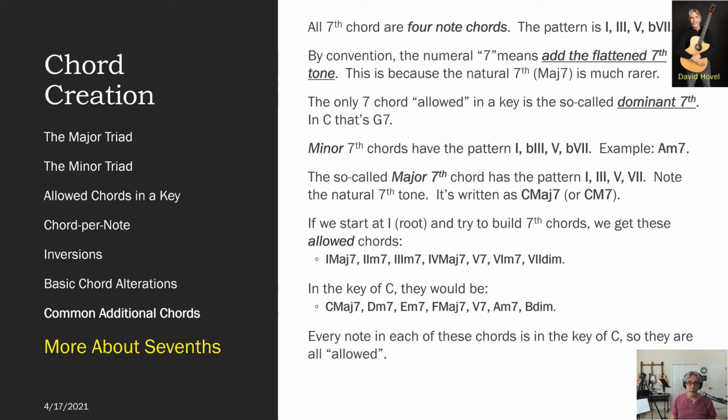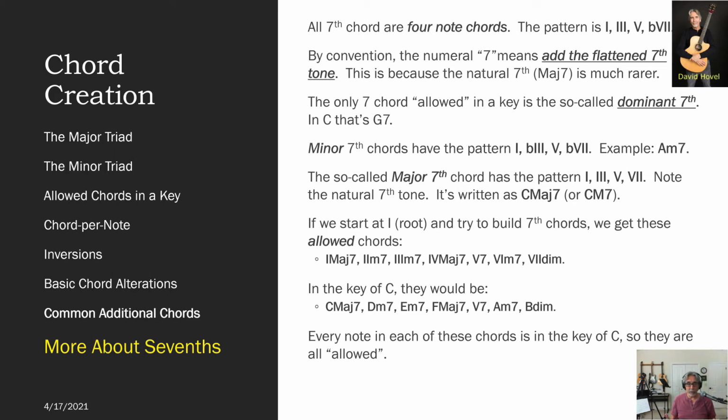Minor 7th chords have a different pattern. This is where you have 1, flat 3, 5, flat 7. An example is A minor 7th, right? Which would be A, C, E, G. Or A, C, G, E, whichever one you want to do. The so-called major 7th is the real 7th. It's the one that has 1, 3, 5, 7, the natural 7.